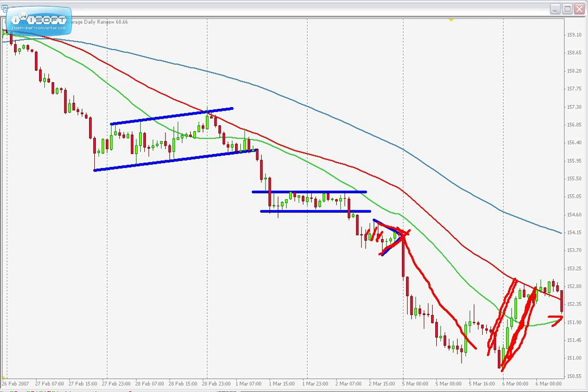The 30 moving average is already pointing up. Price has been meandering around the 50 for longer than my taste. I don't know what's going to happen in this part of the chart, but nonetheless, I would feel a little bit uncomfortable around this area.